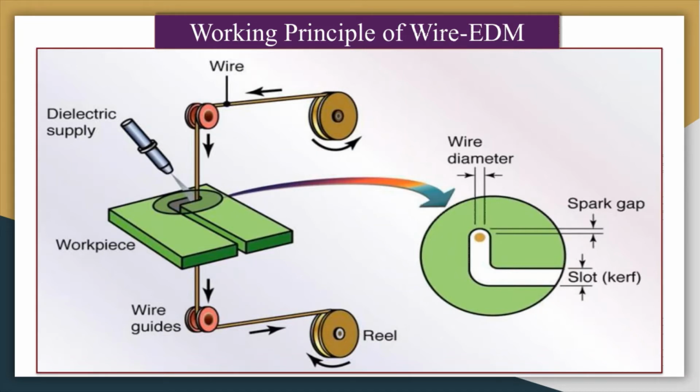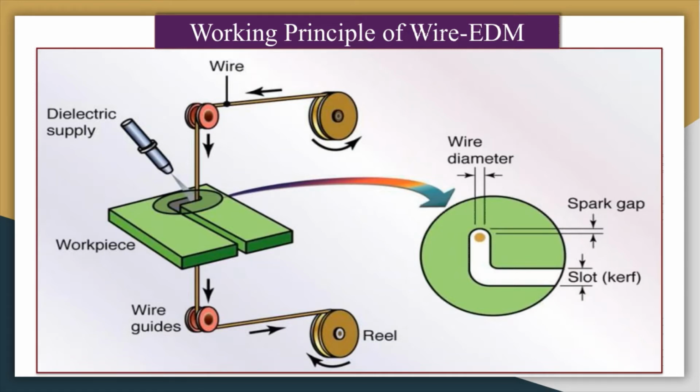And a larger image of the cutting area I have shown separately, where we can see the kerf, the slot, also the spark gap and wire diameter. So this is a schematic diagram of the wire EDM process. There is a workpiece, and there are two wheels. One is the traveling wheel and the other is the wire supply wheel. There is also the wire take up reel.